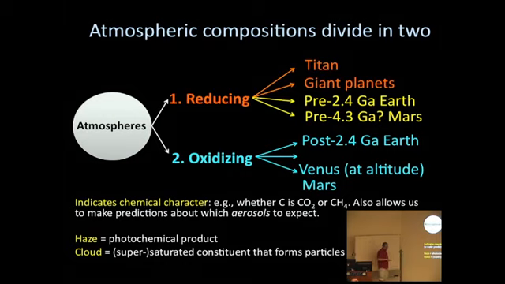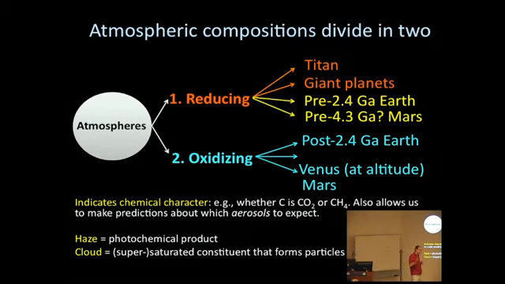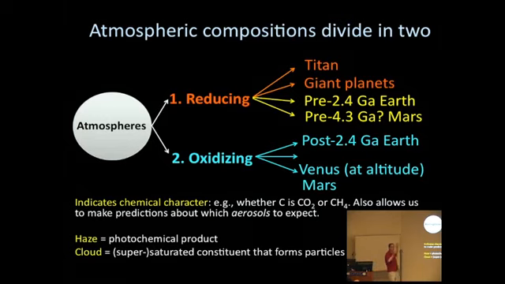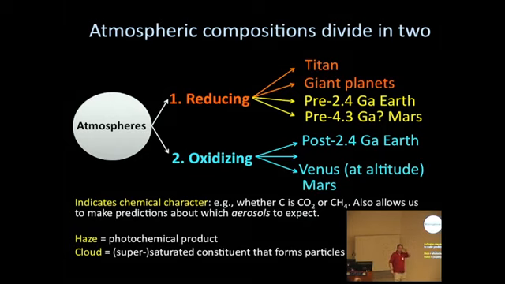Now, I just want to mention the difference between a haze and a cloud, since I'm on the subject of aerosols. When we look at the solar system, we see two objects, Titan and Venus, that are completely covered in, we would call them clouds for Venus, we call it a really thick haze for Titan. But when we look at the Earth, we just see these patches of clouds, right? So what's the fundamental difference there?